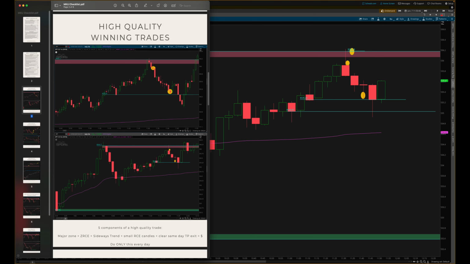Next is a clear same day take profit exit, as mentioned. Things are going just wherever and there's no zone for you to actually do a take profit, or you've got to look for yesterday, which I call a multi-day zone, or there's going to be an all-time high. I don't want to take those trades. They're kind of annoying, honestly. I'd rather have a take profit that's from the same day, which typically is from sideways trending days. But yeah, do only this trade every single day that it actually appears.